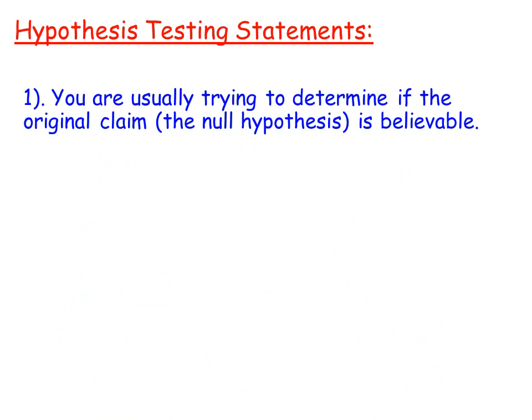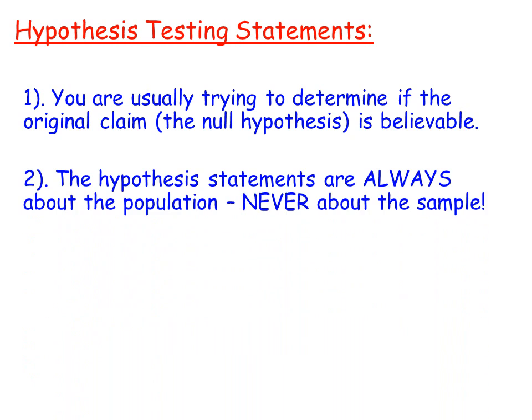When writing hypothesis testing statements, you're usually trying to determine if the original claim, the null hypothesis, is believable. The hypothesis statements are always about the population, never about the sample. Notice we use population notation to show the null and the alternative hypothesis in the last example.